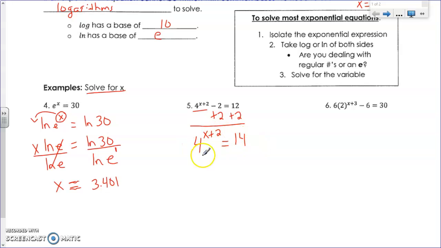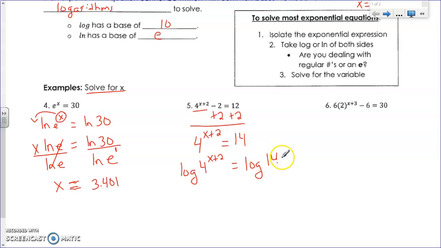Now, at first you would look at this and go, oh, I can get the base the same, but 14 cannot be broken down with a base of 4 or a base of 2. So this tells me that I can't use the same-base property. So I need to come up here and ask myself, am I dealing with numbers or e? Well, my base is a number, so I'm going to take the log of both sides. So I'm just logging both sides.